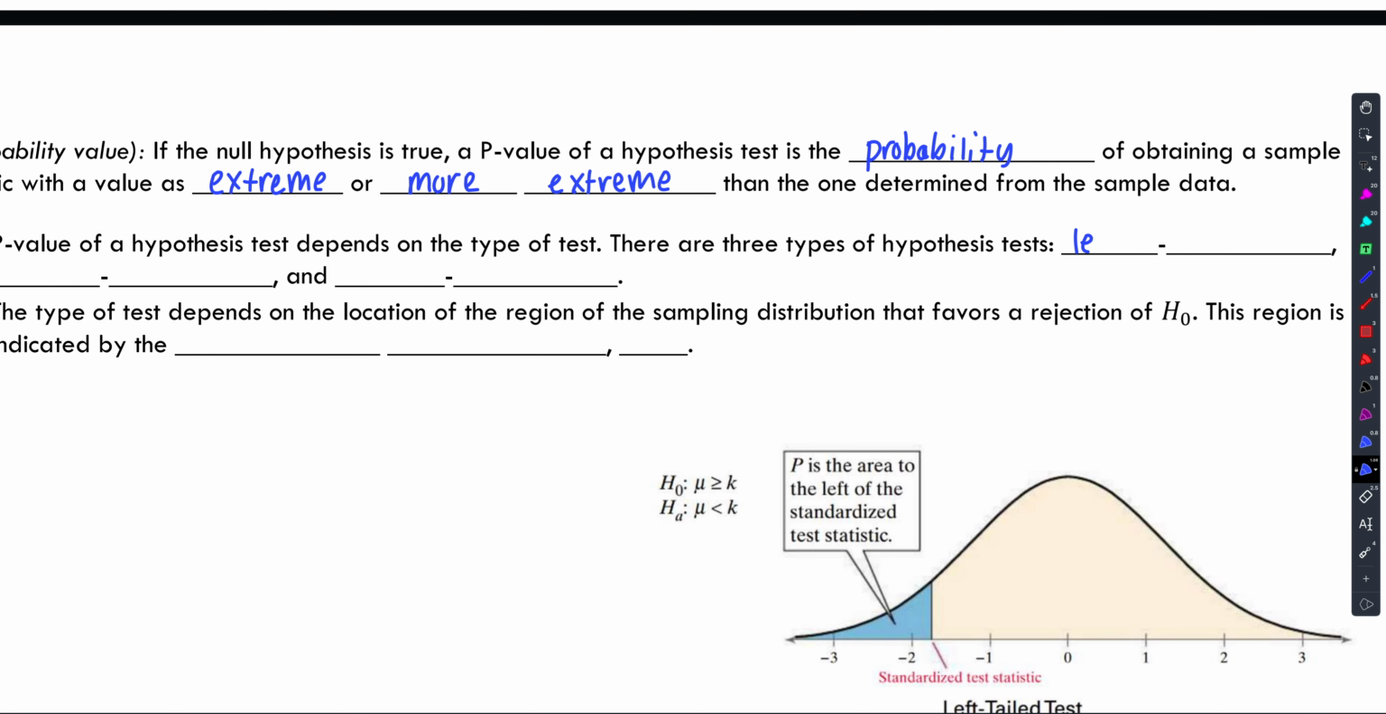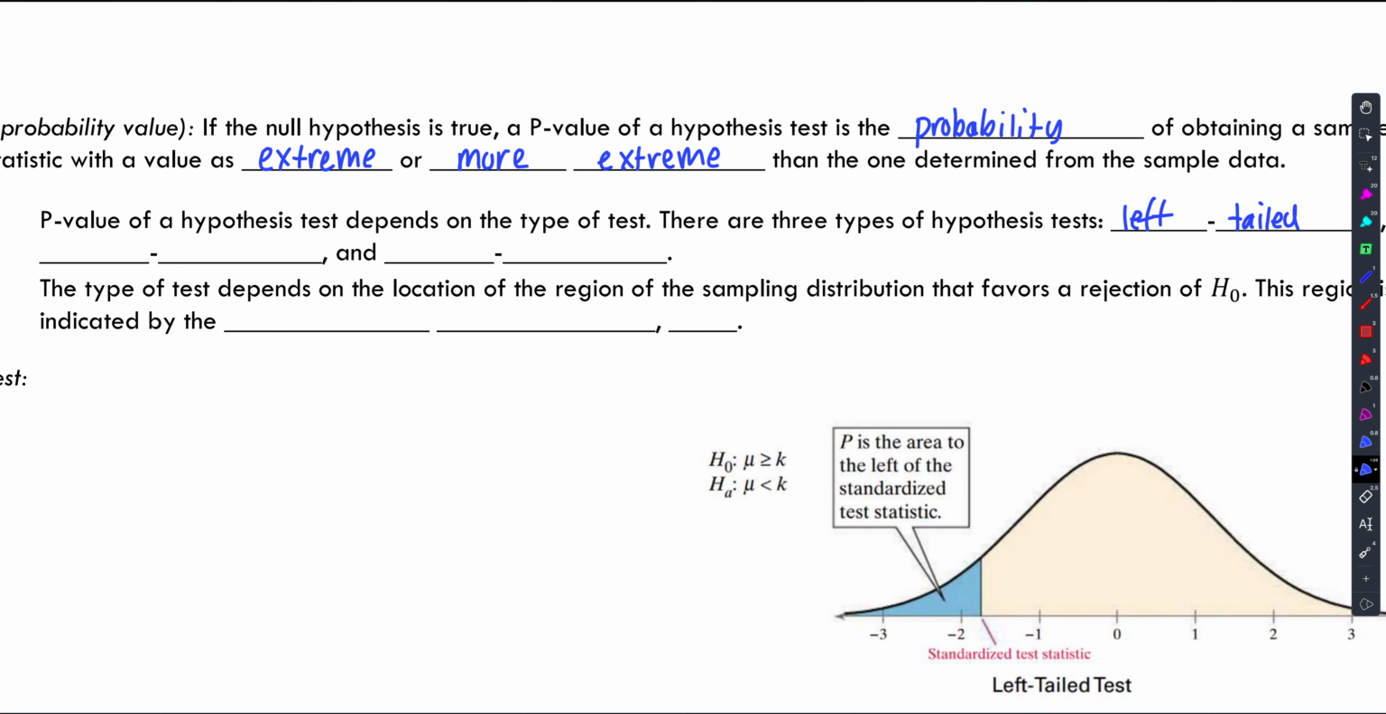left-tailed, right-tailed, or two-tailed.